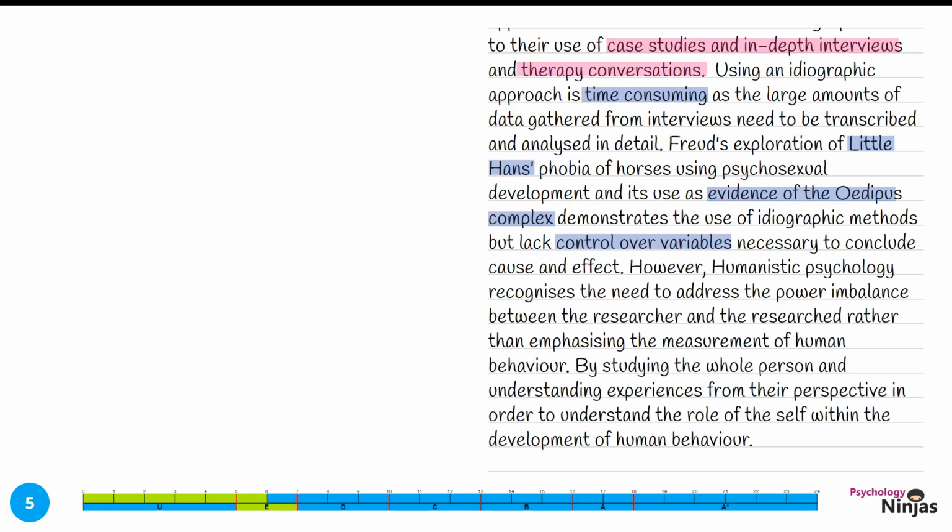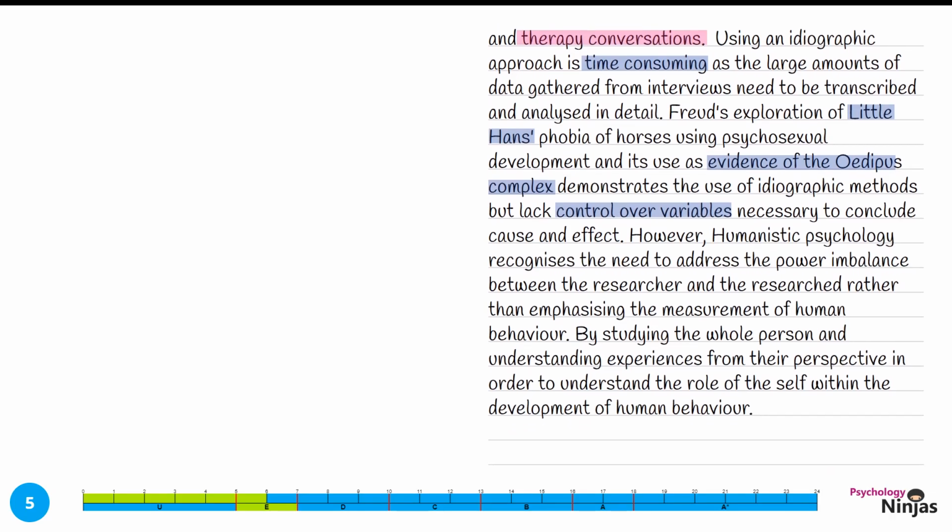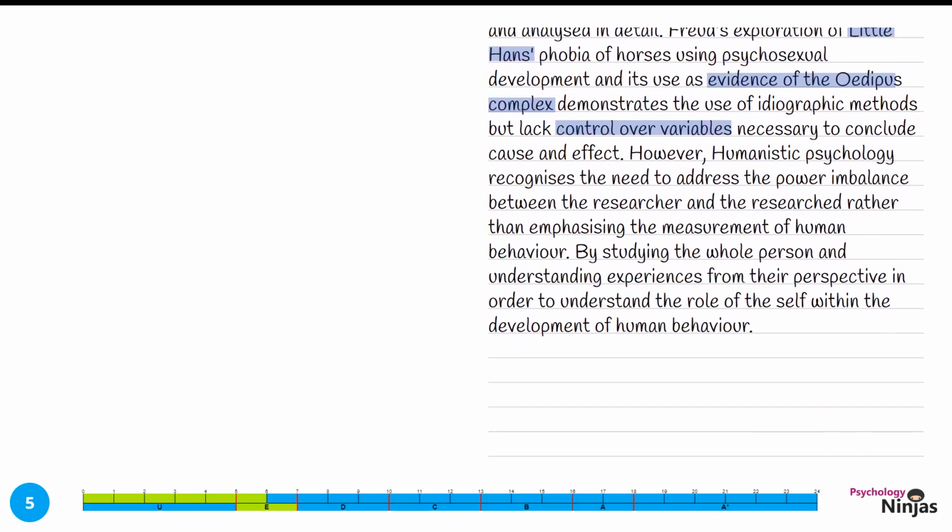However, humanistic psychology recognises the need to address the power imbalance between the researcher and the researched, rather than emphasising the measurement of human behaviour. By studying the whole person and understanding experiences from their perspective in order to understand the role of the self within the development of human behaviour.